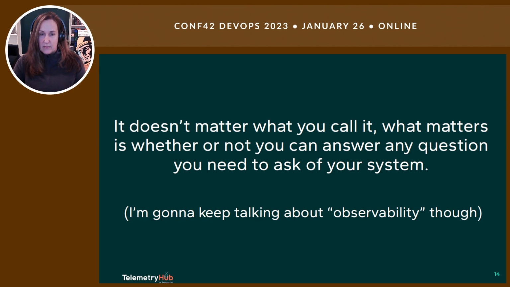Again, it really doesn't matter what you call it. What matters is that you can answer any question that you might need to ask of your system. But I'm going to keep talking about observability because that's the name of this talk.